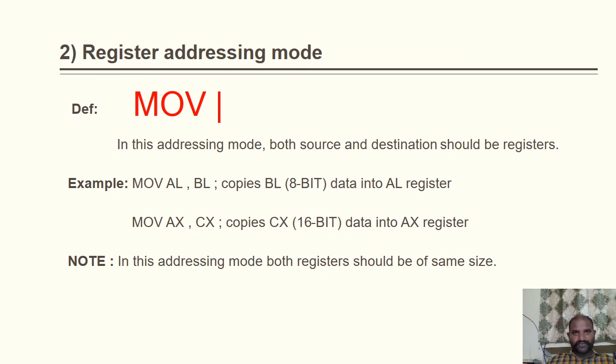There are certain rules when writing the program. We'll come across that one. It has to move on. So, MOV AL, BH. Whatever registers are participating in the addressing mode should be of the same size. Here AL is an 8-bit register, and BH is also an 8-bit register.